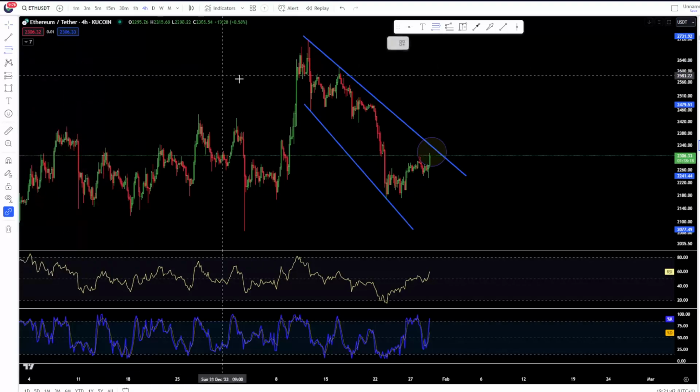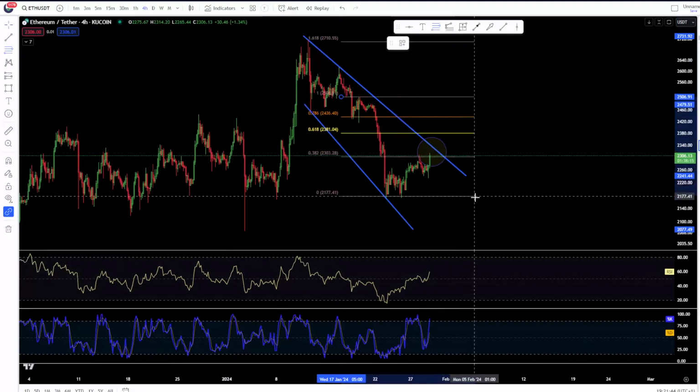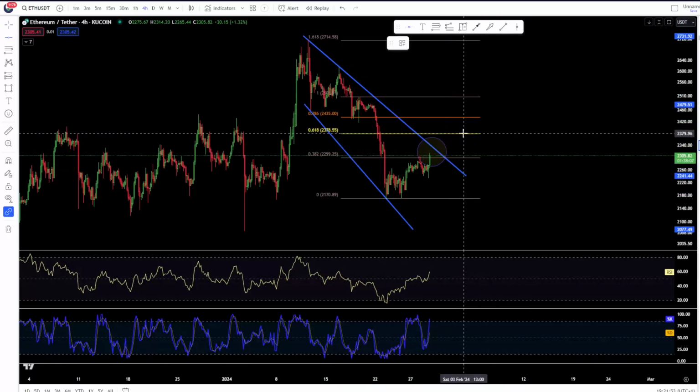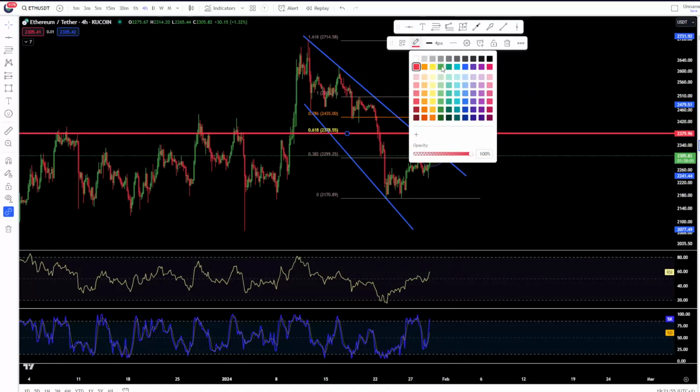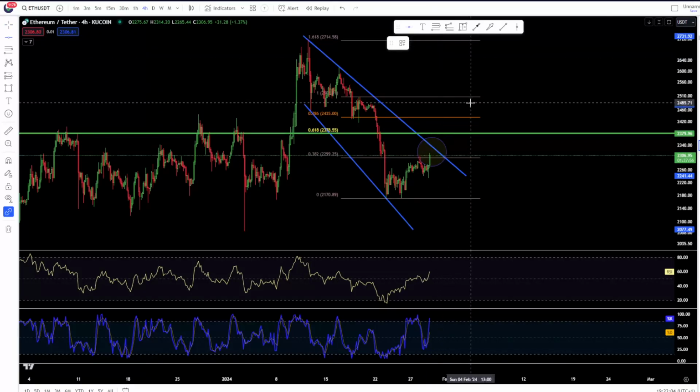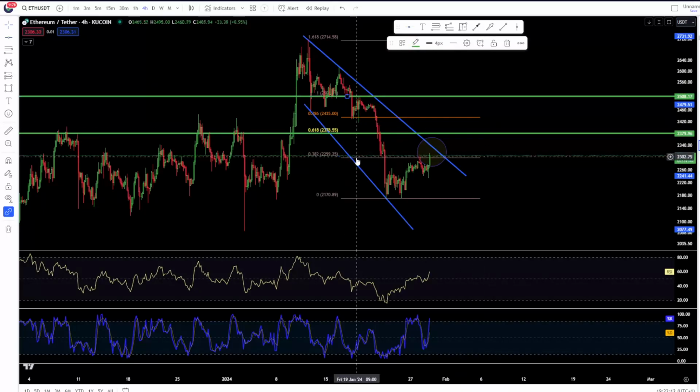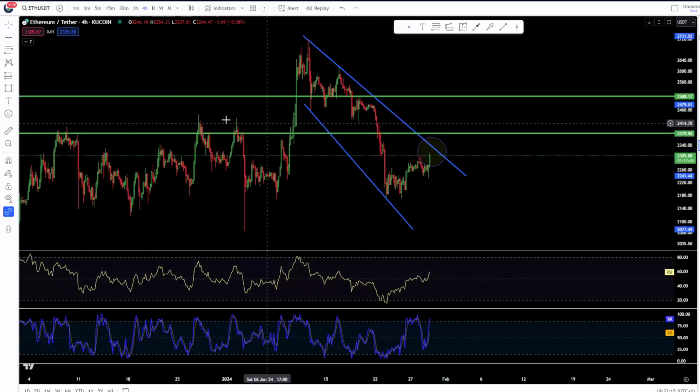Moving on, we will move on to determining resistances, and after using the fib retracement tool, we can see a significant resistance level at the price of $2,379. Only when it is overcome, the price will be able to go further up, towards the resistance at $2,508.